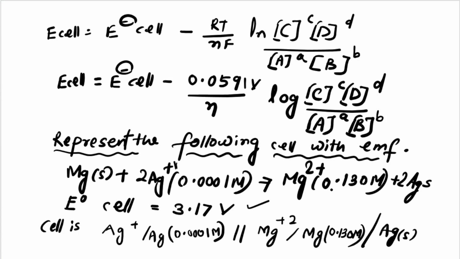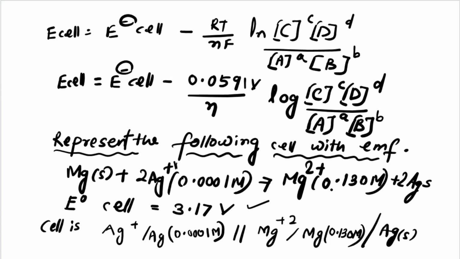Now we will see the representation of the following cell with EMF. EMF is given, and then what is the cell representation? E0 cell, the standard electrode potential of the cell, is given, and you can see here Mg solid plus 2Ag plus having concentration 0.0001 M, and here it gives Mg2 plus 0.130 M and 2 Ag solid.